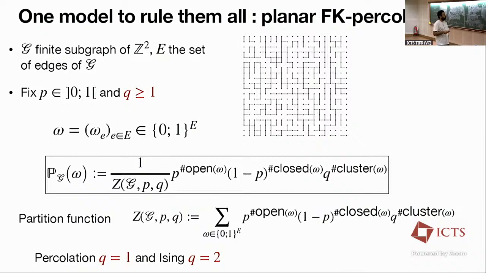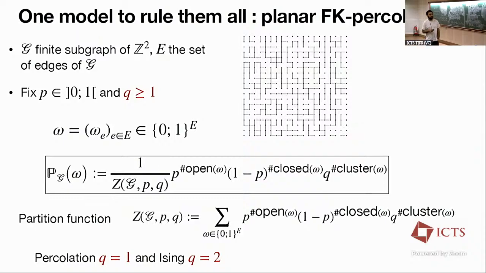Now, the Ising model and the percolation model actually interpolate. They belong to a much bigger class of models called FK percolation, which was presented by Johan last week. You take the probability of a configuration, p to the number of open edges, times 1 minus p to the number of closed edges, but then you add an additional term, which is q to the number of clusters.